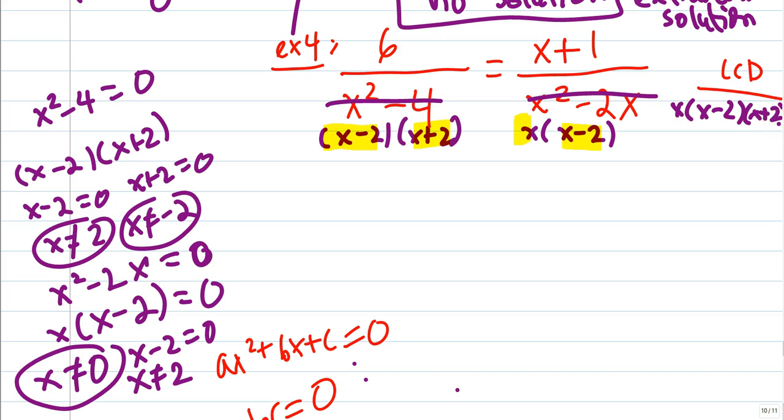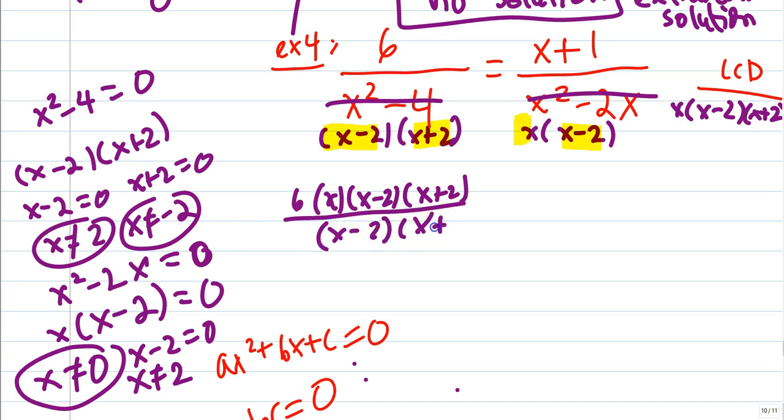Okay, so I'm going to multiply that to the top of each one. It's going to be a little messy, but I'm going to go ahead and not just write it up here. I'm going to go 6 times x, x minus 2, x plus 2, all over x minus 2, x plus 2. I'll get back to that, is equal to x plus 1 times x, x minus 2, x plus 2.